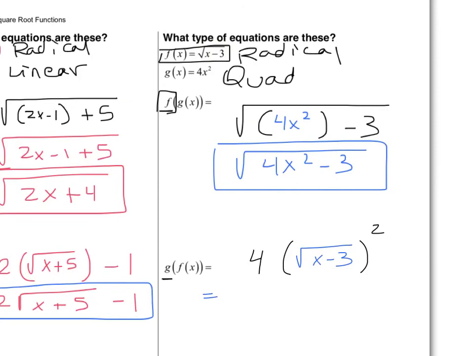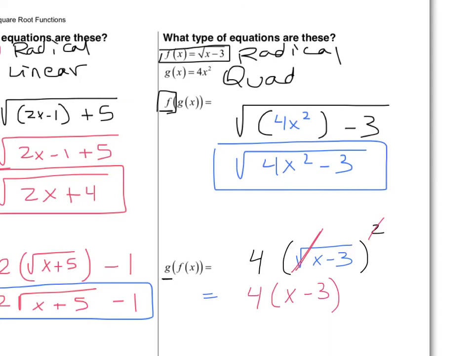Can we simplify this? Every time you have a radical and you square it, what happens to the radical? It will just go away. So the square will drop the radical. So it would be 4 into x minus 3.